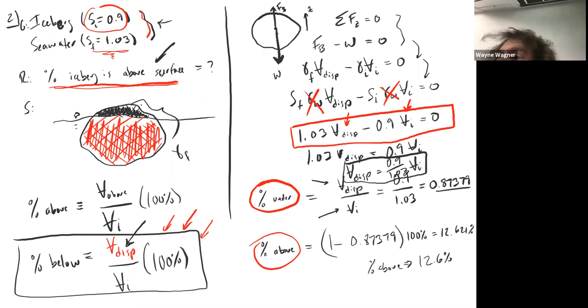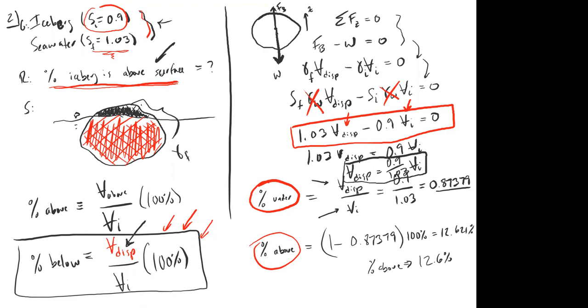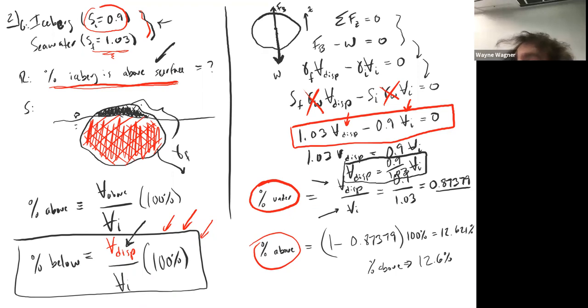Let's see, what would we do then? I think what you could do from there, let's suppose you had solved it that way. Yeah, that's what I'm asking. Exactly. So the volume displaced, which is in red, V disp, equals this number times the volume of the ice. So 0.87379 times the volume of the ice, right?